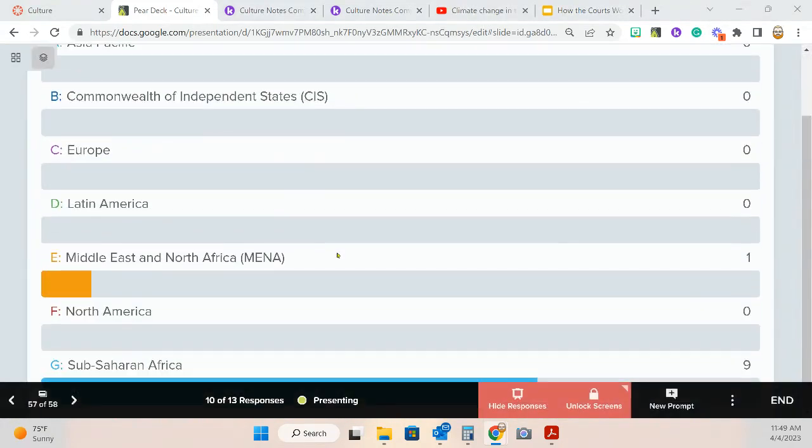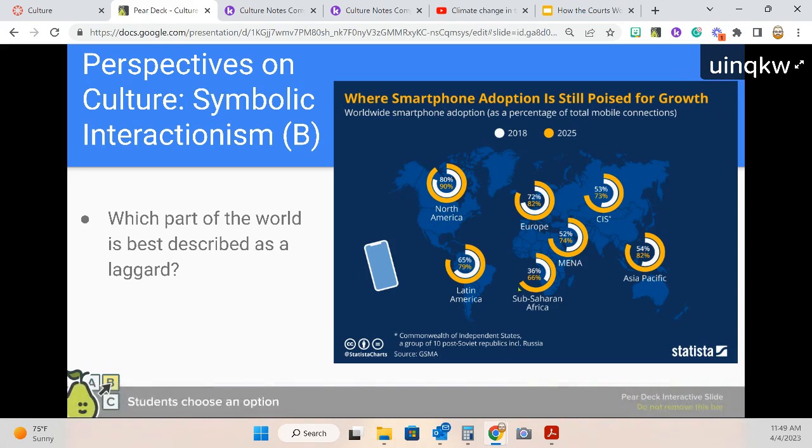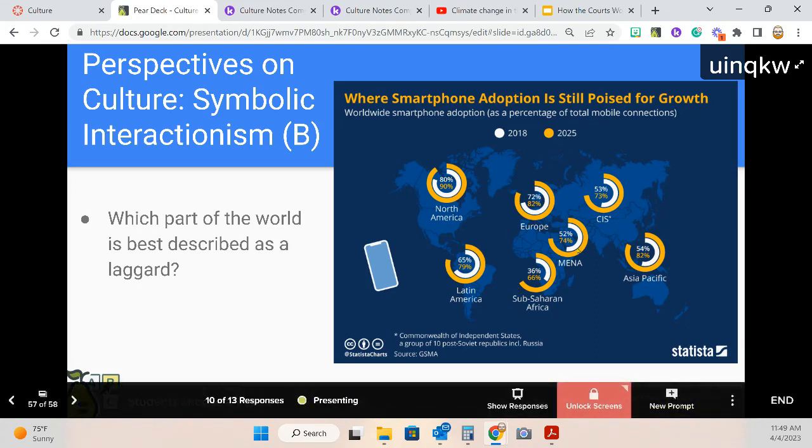All right, and not quite as unanimous as who was the early adopter, but Sub-Saharan Africa, the overwhelming choice. And if we look at the map, it is a little more than a third in 2018 and about two-thirds in 2025. And that's a huge gain. It's nearly doubling. Nobody else does that, but they're starting out from a much lower place, and they'll still be quite a ways behind the rest of the world. Not as far behind Middle East and North Africa, though, or CIS. Those are different stories.